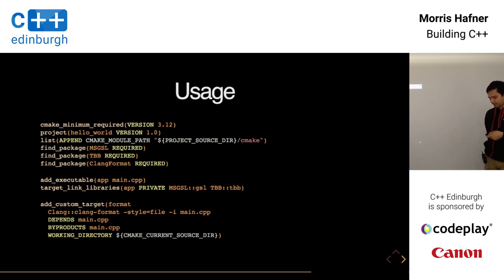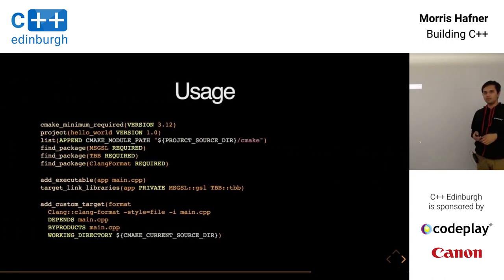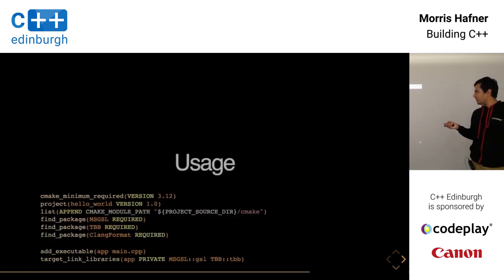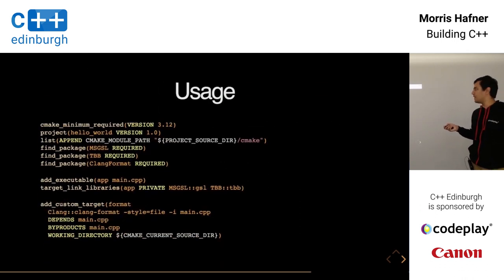So I've written cmake/clang-format.cmake everywhere. So all my find modules are in the cmake subdirectory. So I append it to my CMAKE_MODULE_PATH so it will be found.